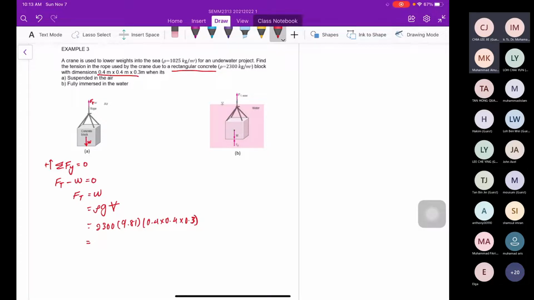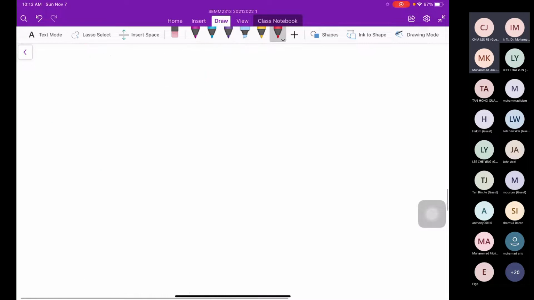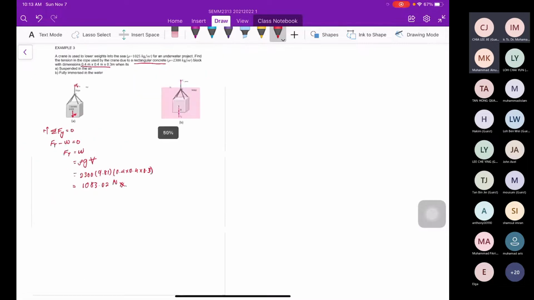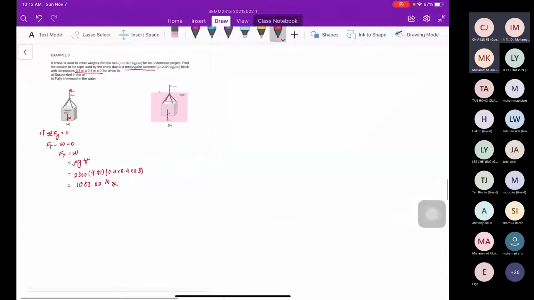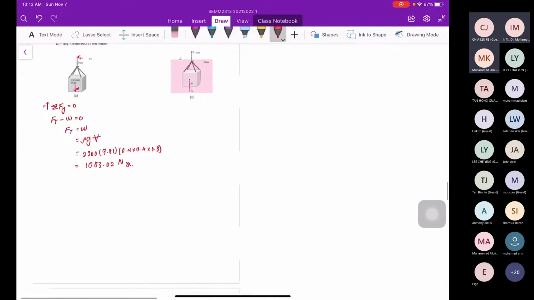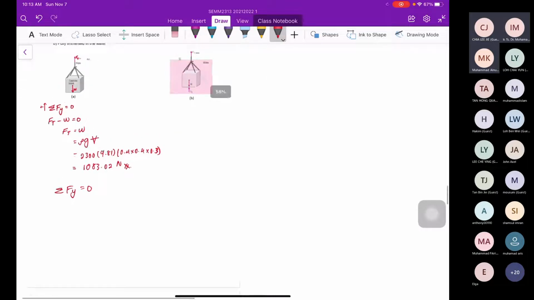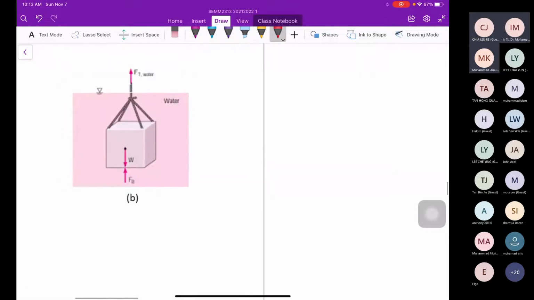And then you will get the final answer is 1083.02 Newton. Okay, that is considered for the suspended in the air for case A. For case B, fully immersed in the water, that means 100%. So again, we do the summation of force in y direction equal to 0. This case, case B.